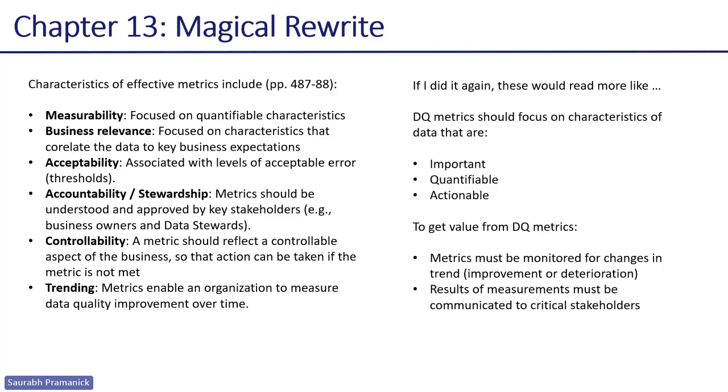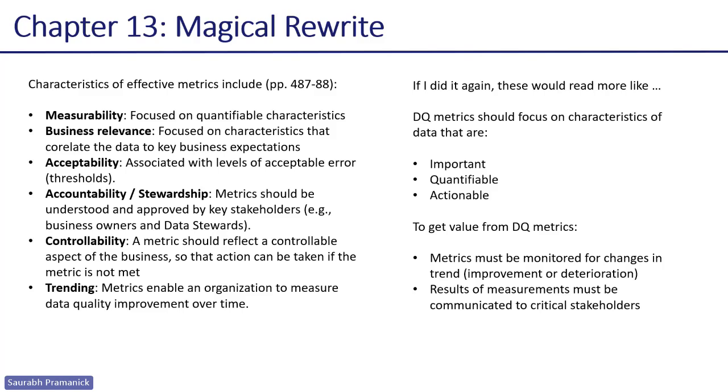So one is the measurability. The data quality metric that you will be using should be measurable. Don't say good, bad, or better. It has to start measuring. Then start having a business relevancy associated, that is the reason why this data quality improvement is important. Start giving an acceptability criteria, so everyone should be able to understand this and should be able to provide some level of acceptance.